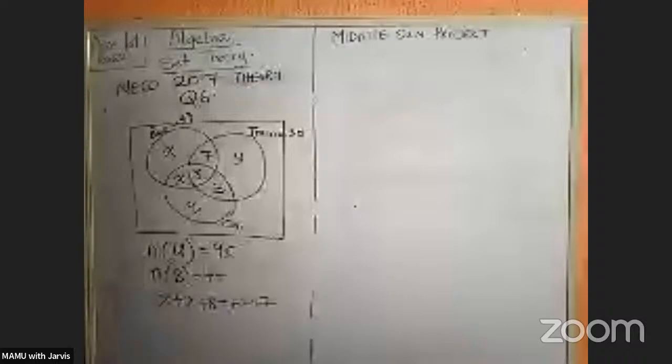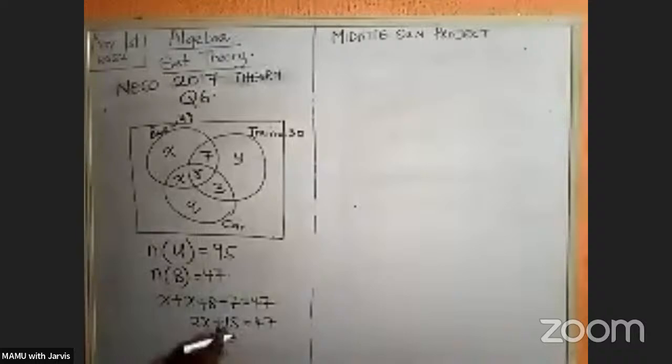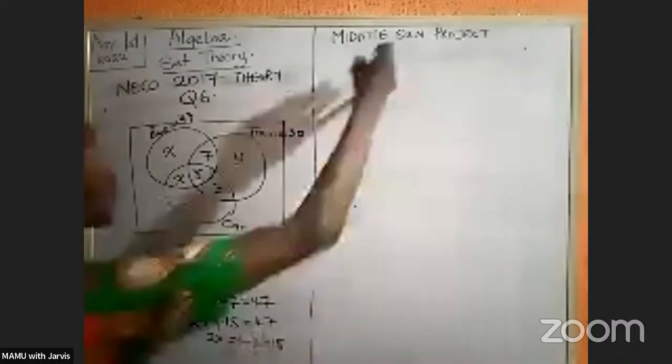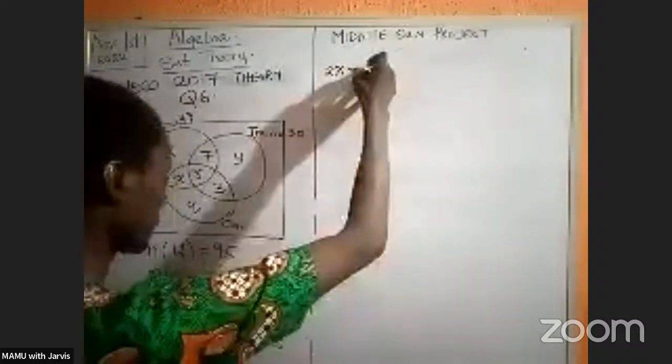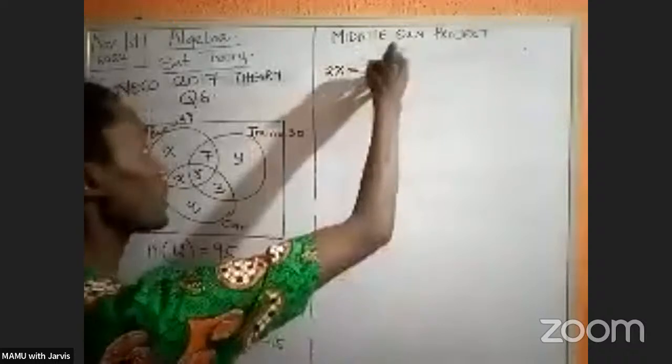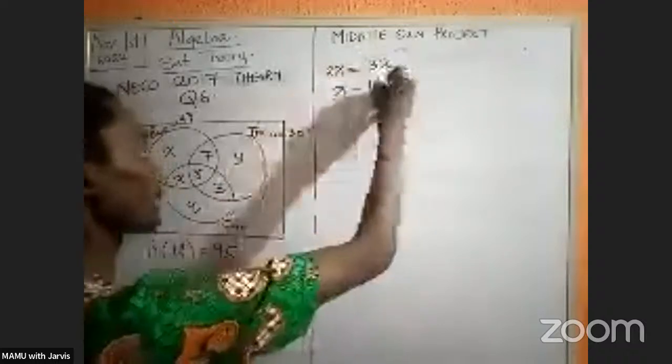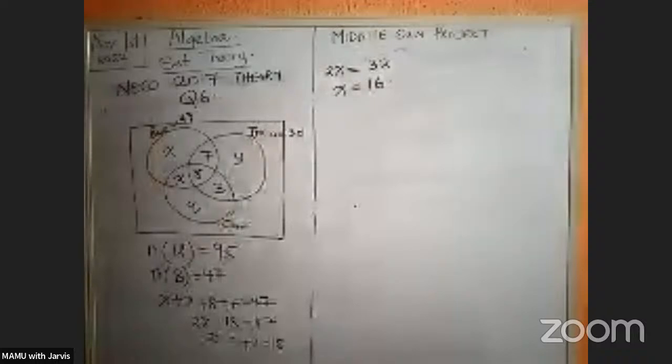Are we seeing that? So that means 2x plus 15 will be equal to 47. So 2x, this is a king becoming a servant, will be 47 minus 15. So it means that 2x is equal to 32 and x will be equal to 16. Okay, that's very good.